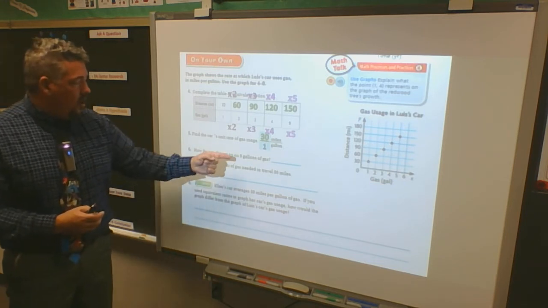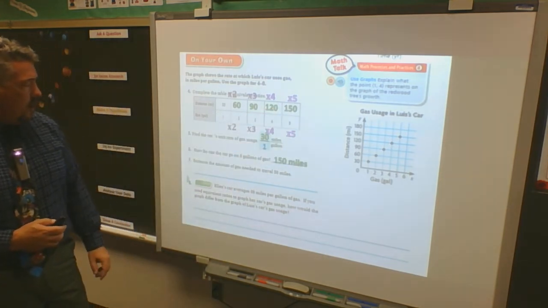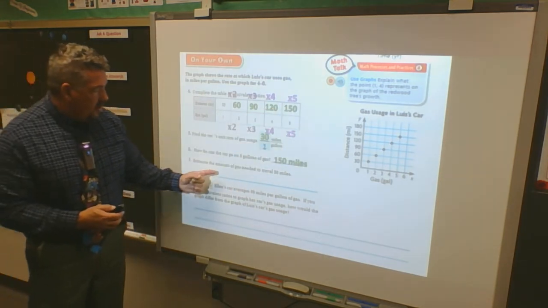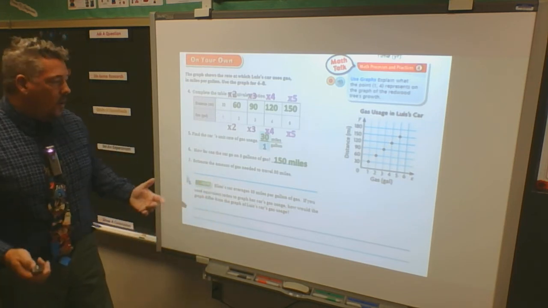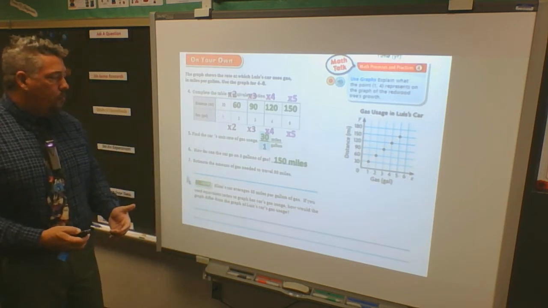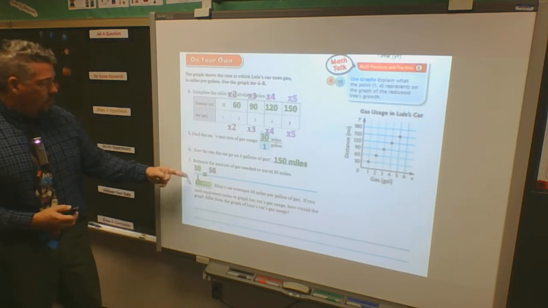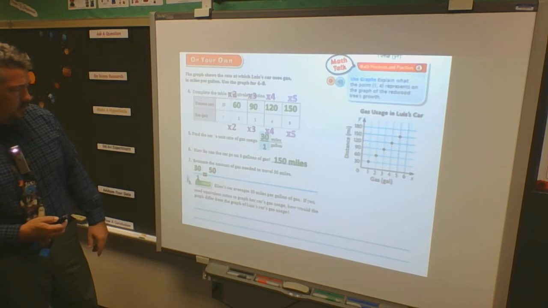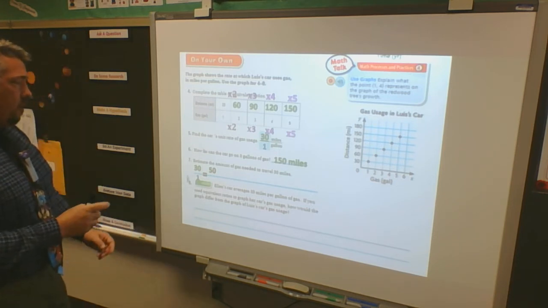How far can the car go on 5 gallons of gas? Well, 5 gallons tells me 150 miles. Estimate the amount of gas needed to travel 50 miles. Well, I don't need to estimate. I can actually calculate that pretty easily because I can take that if I have 30 over 100, that's not what I solved for. I apologize. So let's do that real quick.